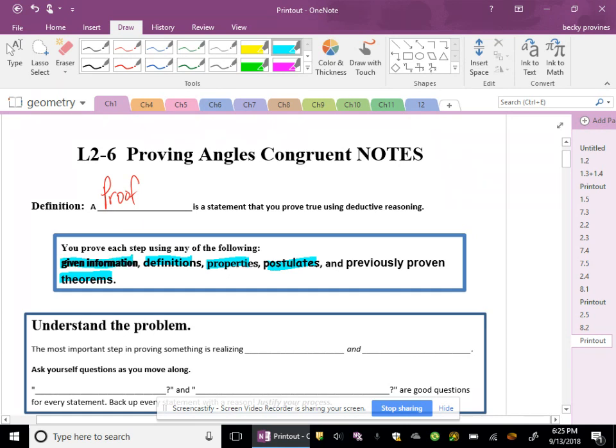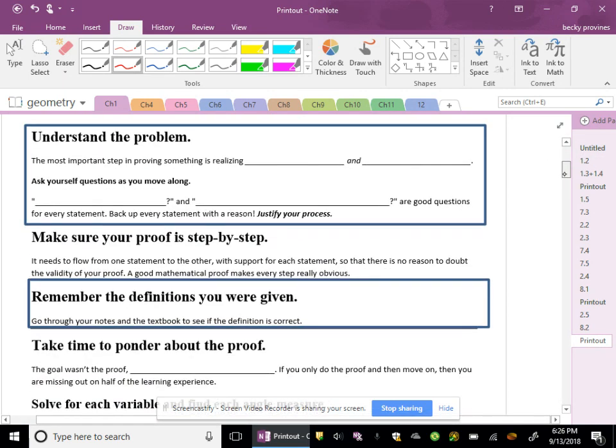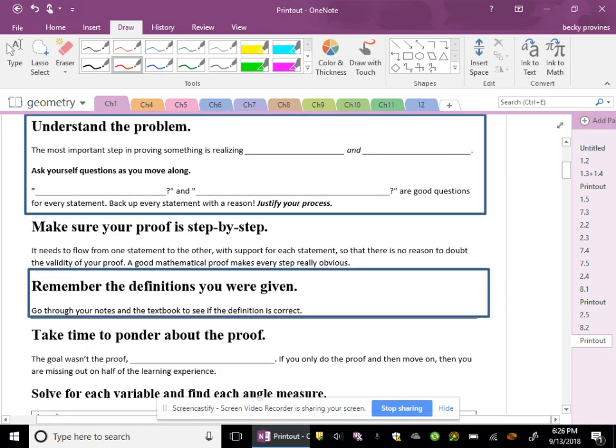to start it. So this probably makes no sense. It will by the time we're finished. So let's just jump in. So understanding the problem. The most important step in proving something is realizing what is given to you. So let's write that in.